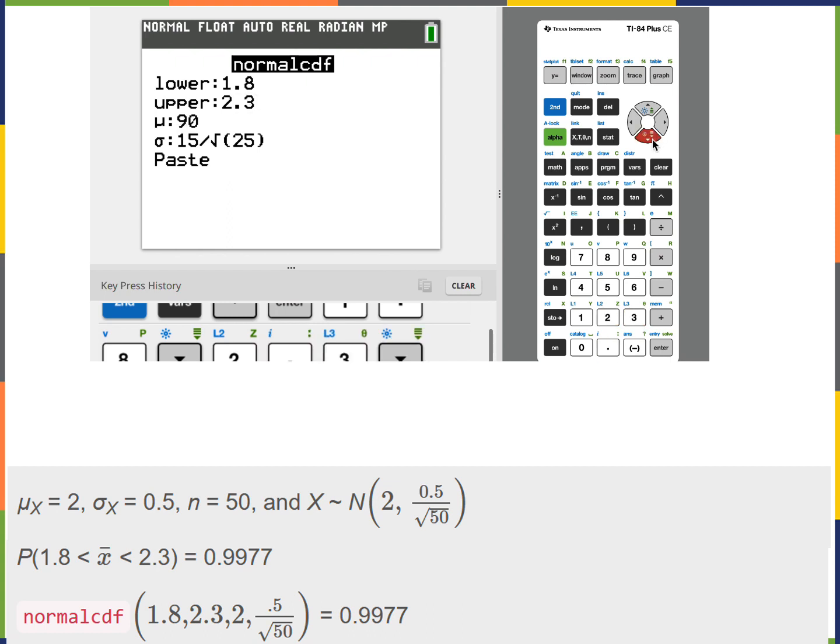Then go down to our mean. Remember, according to central limit theorem, the mean is the same as the original distribution. So in this case, it's 2, all right? And then remember the standard error of the mean. It's the standard deviation of the original normal distribution over the square root of the sample size of our samples. So in this case, our standard deviation of the original was 0.5.